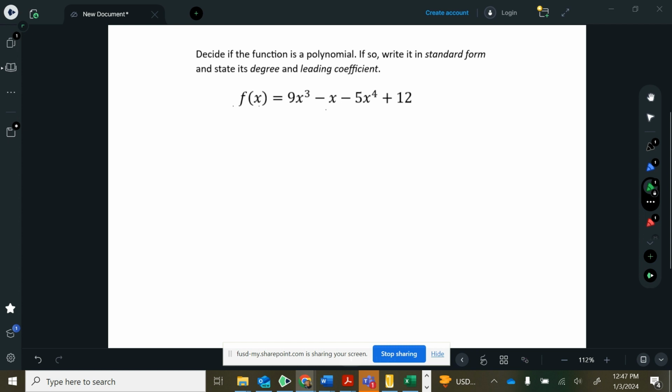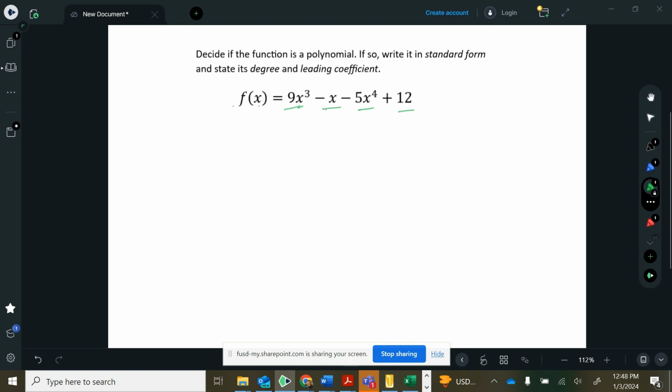So our first part here, is it a polynomial? Yes or no? Well, as a reminder, when we're trying to decide if a function is a polynomial, we want to look term by term. Now notice here there's 1, 2, 3, 4 terms. And what we're going to look for is, is there any term that would disqualify this from being a polynomial?